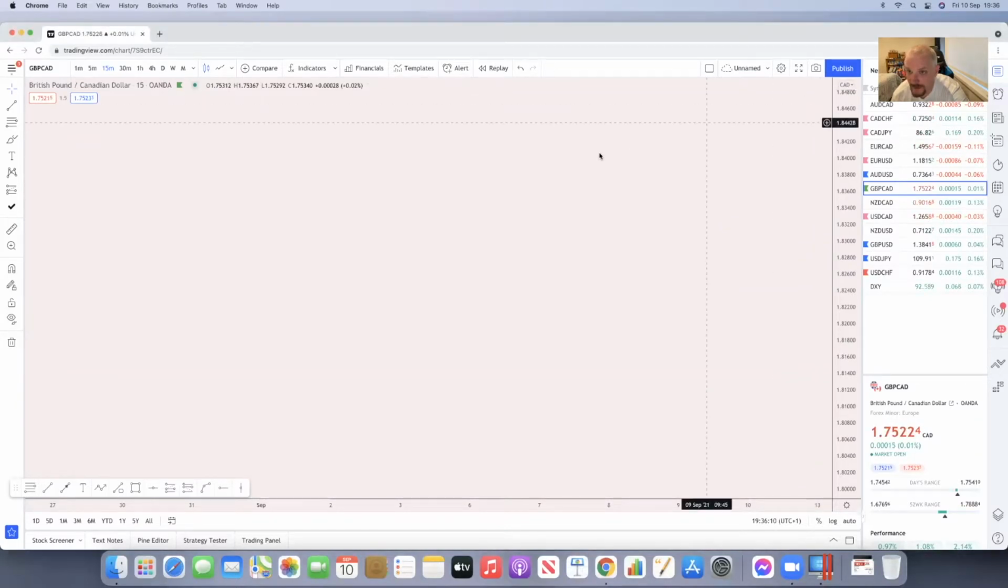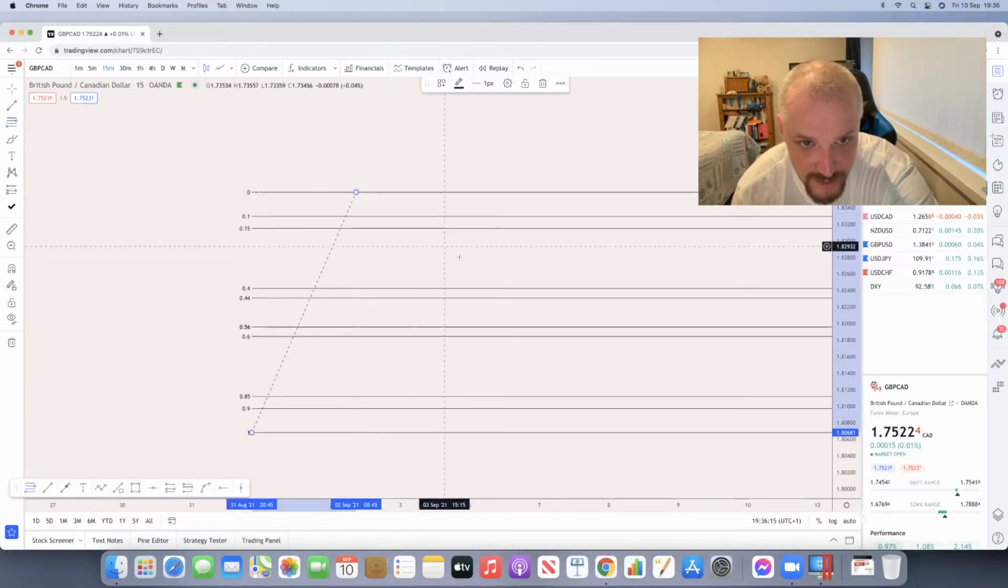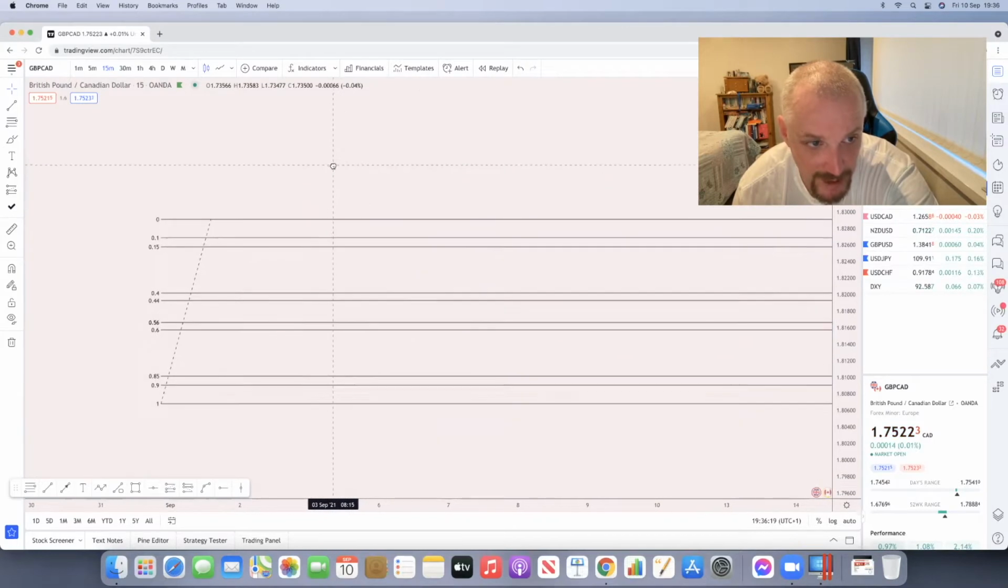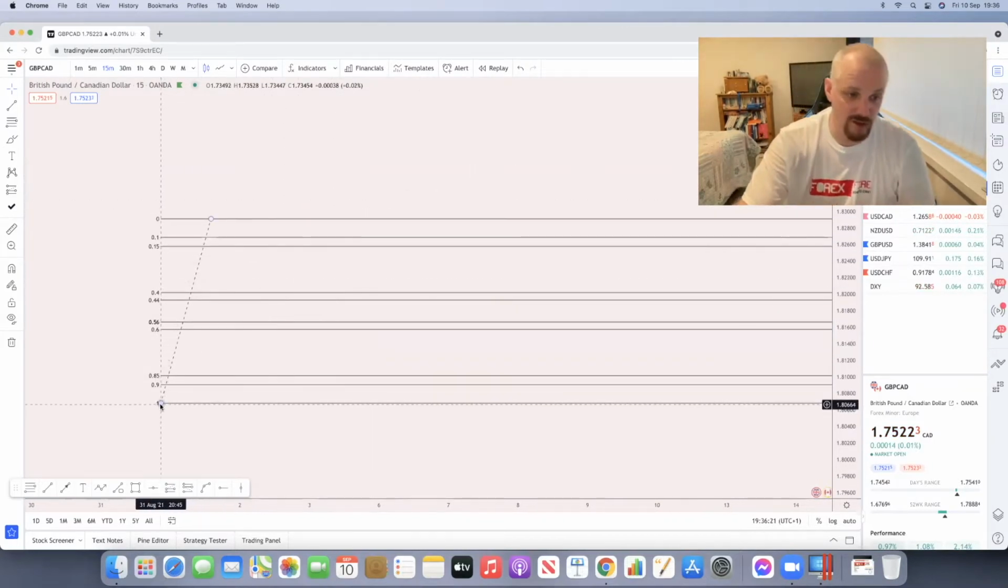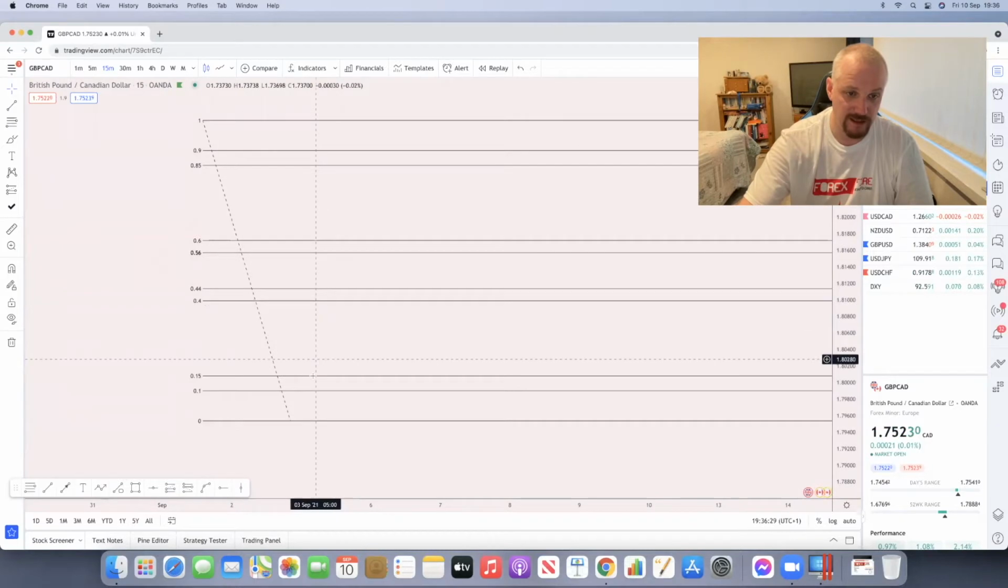Let's take a look. So the fibs, this is what they look like. You might want to get a pen and a bit of paper for this. We've got a swing low to a swing high. So the 1 and the 0, if you were doing it from the high to the low, it would look a bit like that.